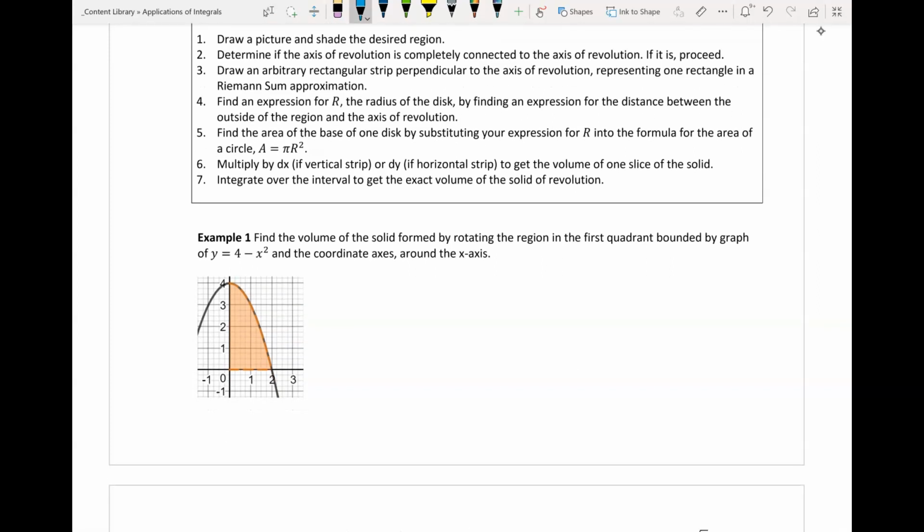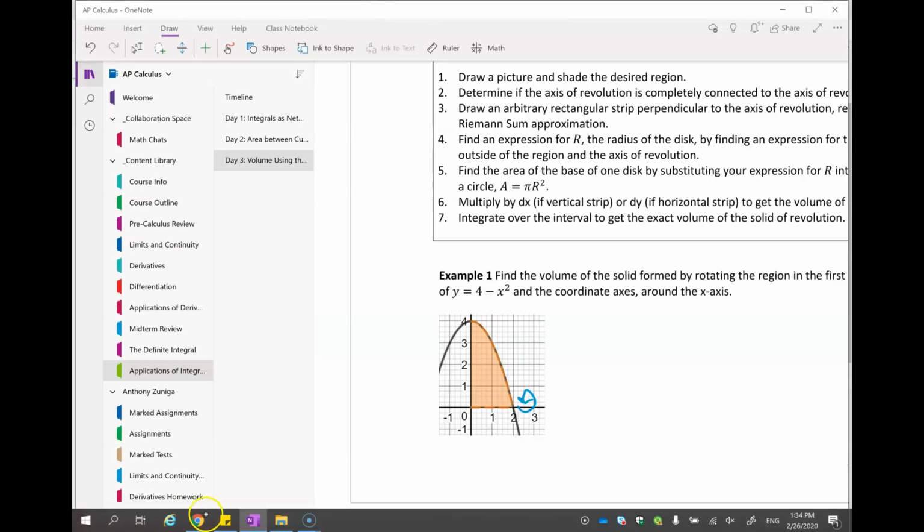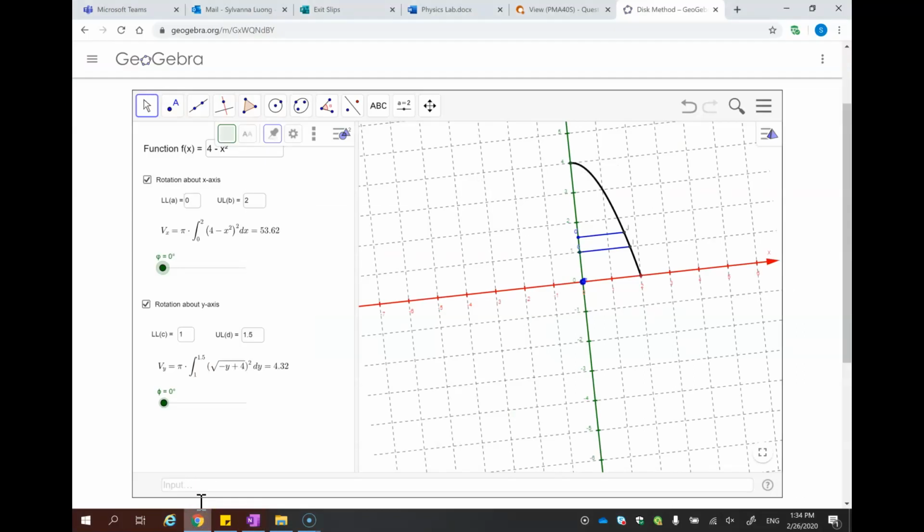For this first example, we want to find the volume of the solid formed by rotating the region in the first quadrant bounded by the graph of y equals 4 minus x squared and the coordinate axes, and we're going to rotate around the x-axis. It's going to look something like this. I'm going to go to GeoGebra and show you what this is going to look like.